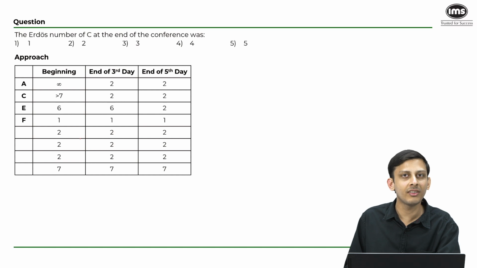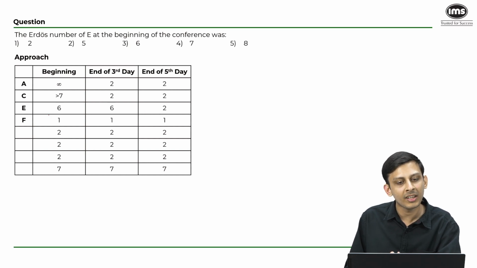If you look at this question, the Erdos number of C at the end of the conference was, very simply, we can see that the answer will be 2, which is there in option 2. And this question is that the Erdos number of E at the beginning of the conference was. So very clearly it is 6, which is there in option 3.